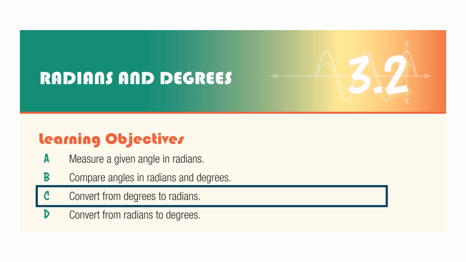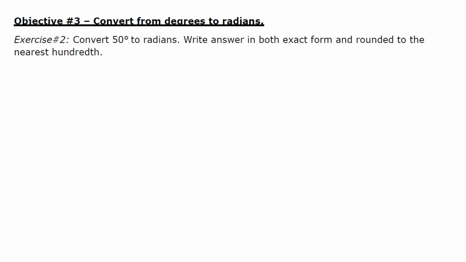So objective 3 states convert from degrees to radians. We're now going to look at some problems where we'll be given the degree and we now need to state it in radians. First, we're asked to convert 50 degrees to radians, write our answer in both exact form and rounded to the nearest hundredth. So 50 degrees, we know, is in quadrant 1.